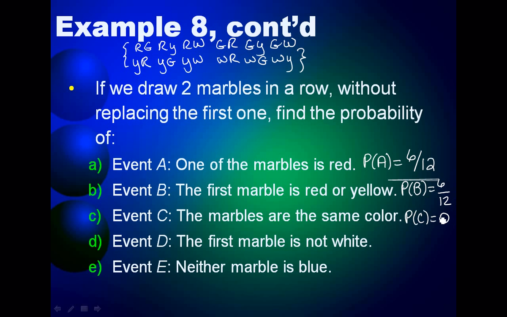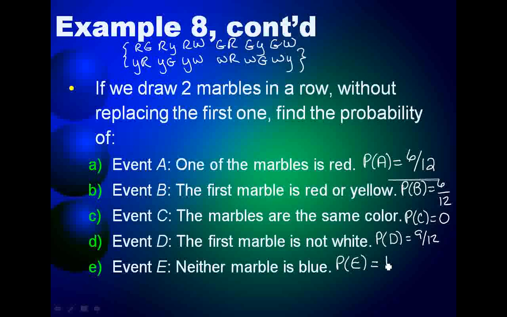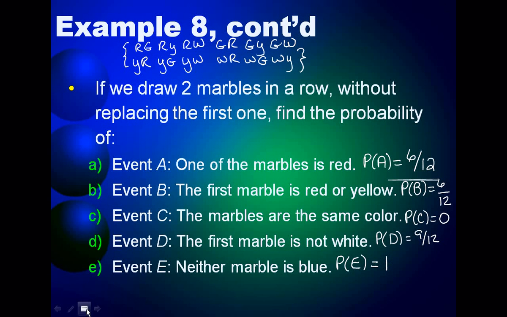Event D, the first marble is not white, so we want everything except for white, which would be the probability of D is 9/12. The probability that neither marble is blue. Well, that's the case on all of these, so it's 12 over 12, or 1. And this is where I'm going to cut this section.